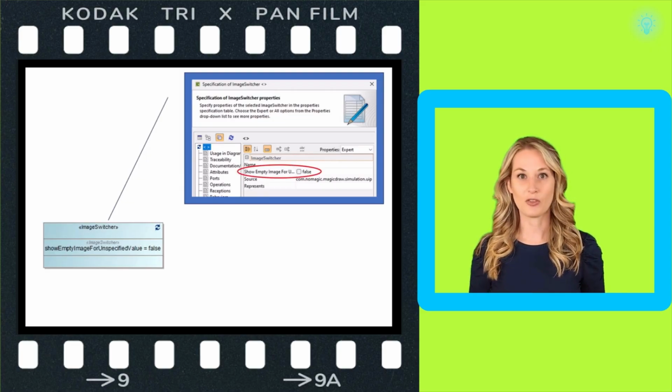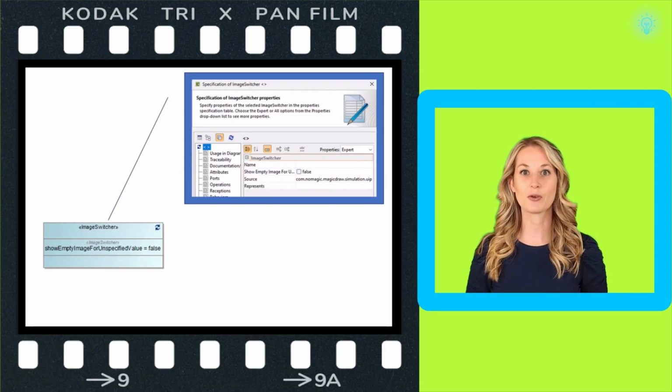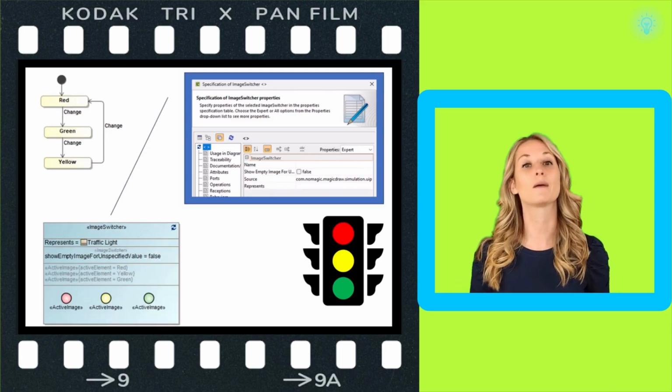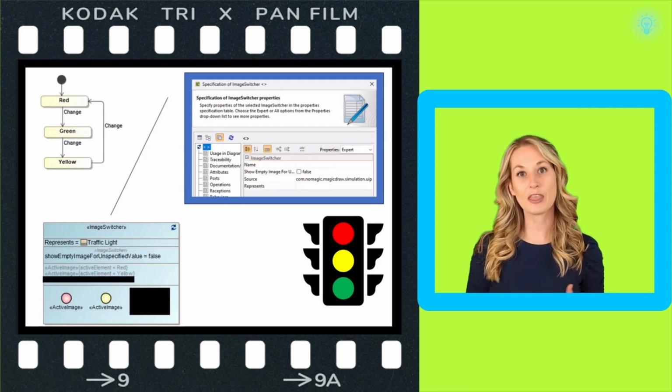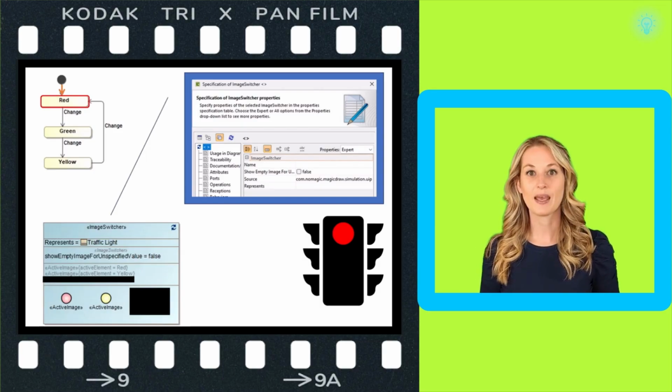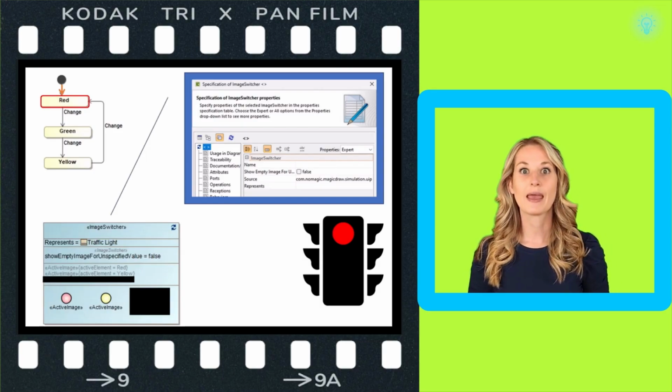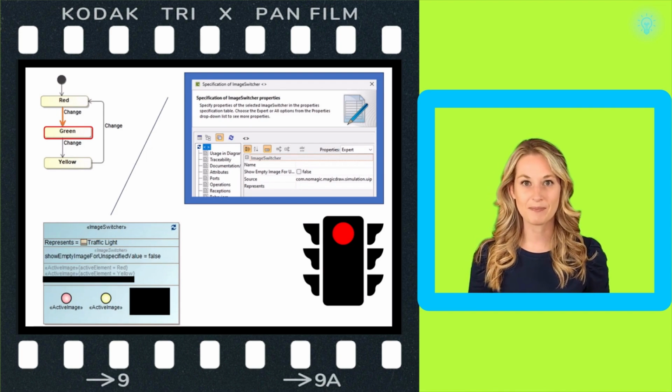That's where this attribute comes in. Show empty image for unspecified value. So say we have our traffic light, but I forgot to set an active image for the green state. Let's start the simulation. We're in the red state. If this attribute is false and the green state becomes activated, the red light image will still be displayed. It will stay at the last active image until a new active image is valid.